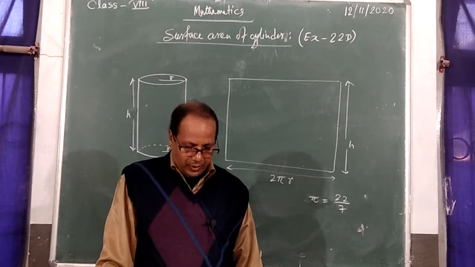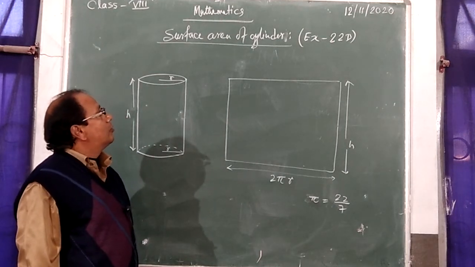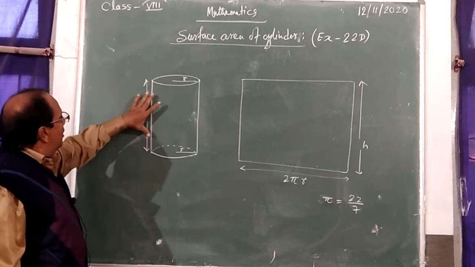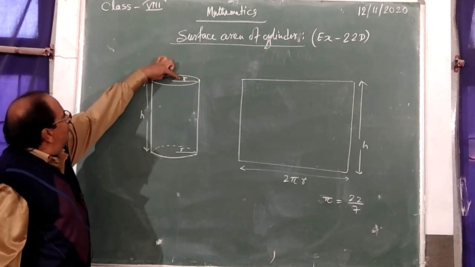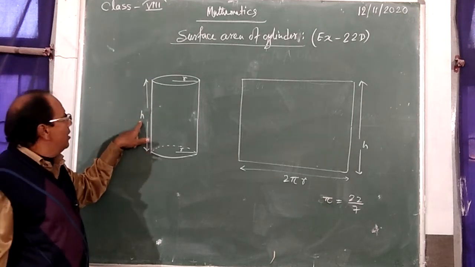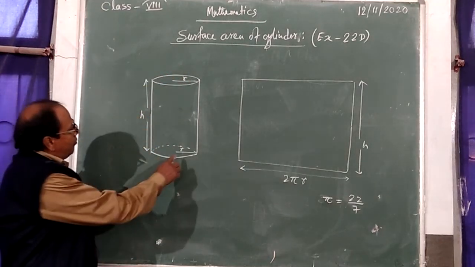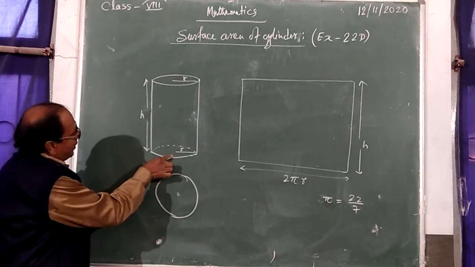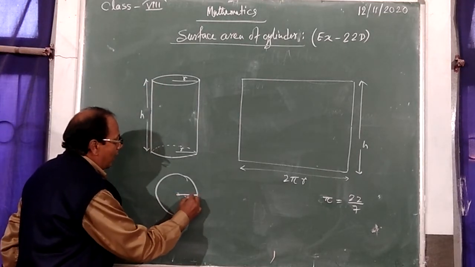Good morning, children. Here we are going to discuss a new exercise, exercise 22D, regarding surface area of a cylinder. Now, have a look at a cylinder. Here, the area we have to find out. So here, height of the cylinder is h, radius of the cross section of the cylinder is r. So, if you have a look, it will be more or less like this. Either base or the top seems to be like a circle whose radius is r.